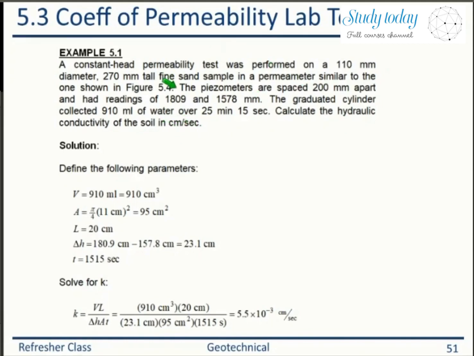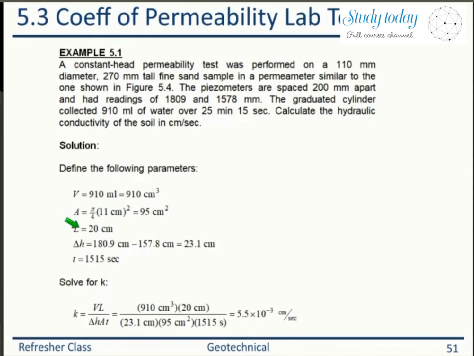So let's define the parameters given in this problem. The volume collected in the jar is given as 910 milliliters, and this is not in centimeters, so you have to convert, and we know 1 milliliter is equal to 1 cubic centimeter. Therefore 910 milliliters is 910 cubic centimeters. Very good. Diameter is given as 110 millimeters, that means 11 centimeters. Pi by 4 times diameter squared gives you the cross sectional area, 95 square centimeters, which is perpendicular to the direction of flow, right? So if you know the diameter, you can calculate the cross sectional area.